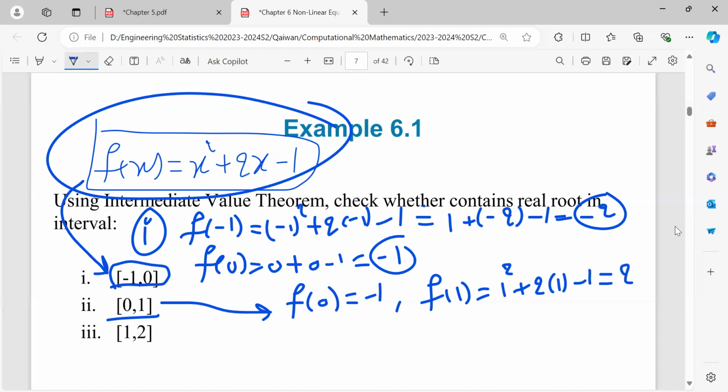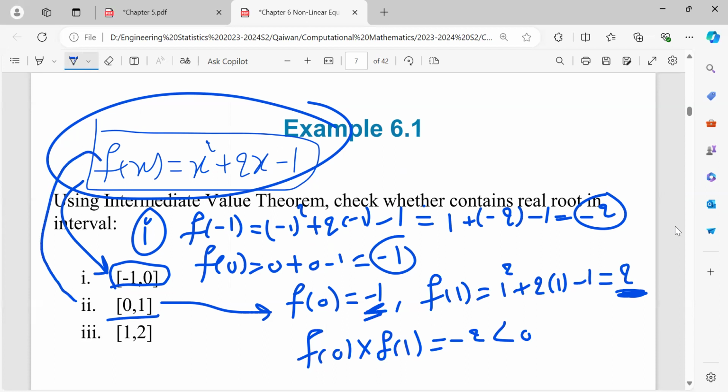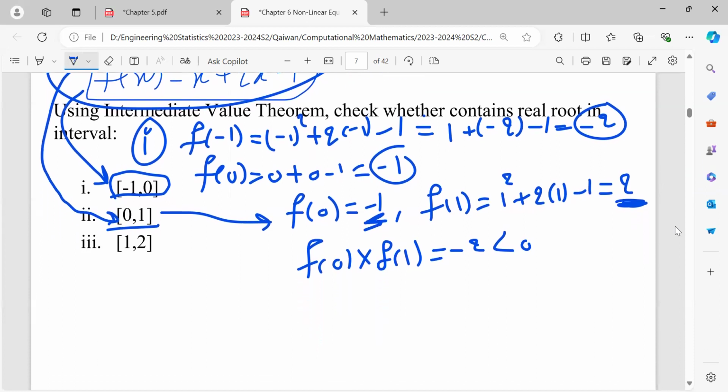f of 1 is 1 squared plus 2 times 1 minus 1, which is 2. Look, one of them is negative and the other is positive. We say f of 0 times f of 1 is -2, which is less than 0. If the multiplication of their evaluations in the function is less than 0, it means one of them is negative and the other one is positive, or both have different signs, which means we have a root for the equation in this interval.